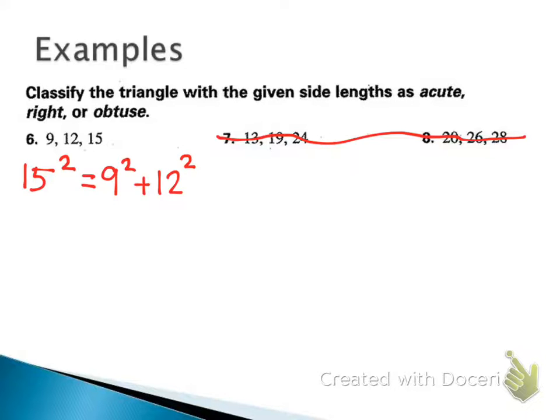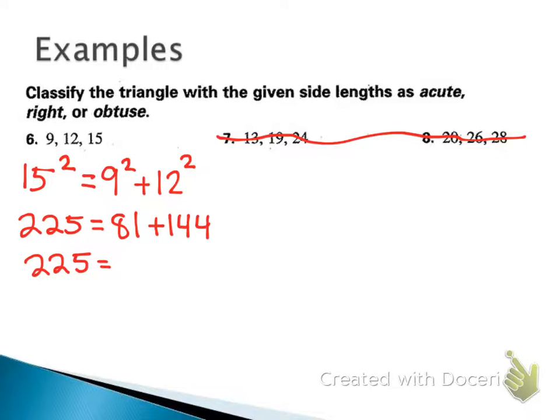What is 15 squared? Alright, 9 squared, that's an easy one. 12 squared, that's an easy one. What do I get when I add those together? 81 plus 144 is what? 225? Yeah. Very good. So what type? Right. It is right. It's a right triangle. Good.